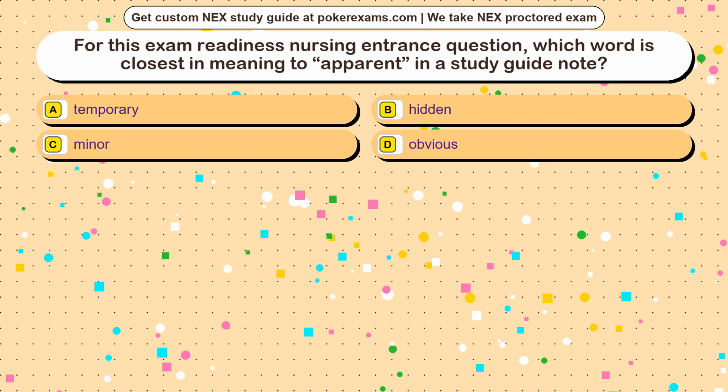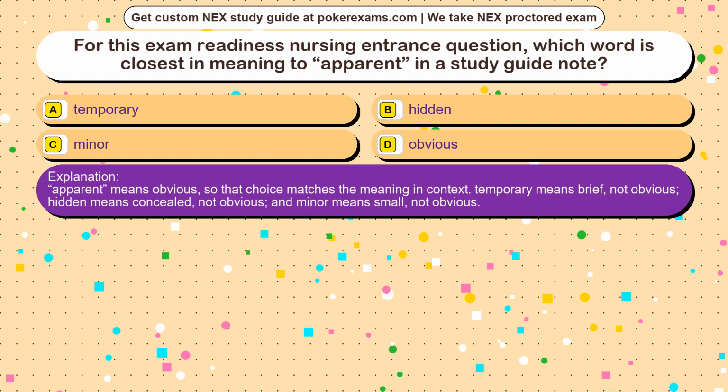The correct answer is option. Apparent means obvious, so that choice matches the meaning in context. Temporary means brief, not obvious. Hidden means concealed, not obvious. And minor means small, not obvious.